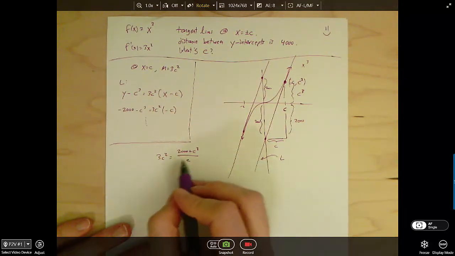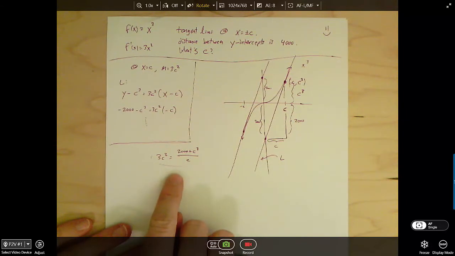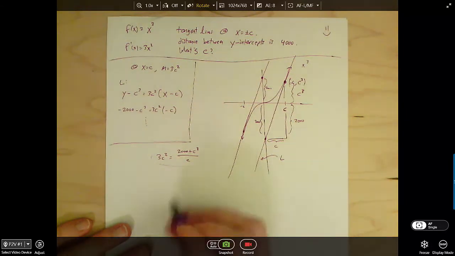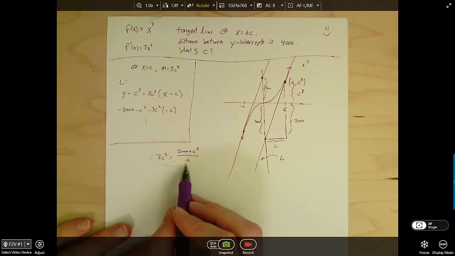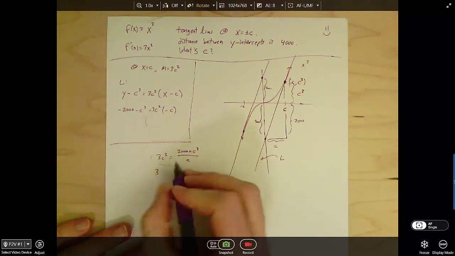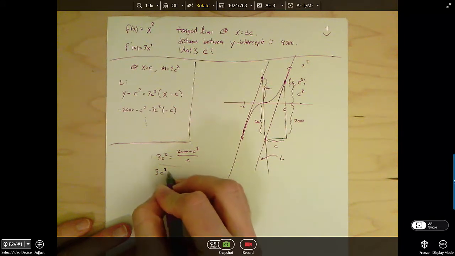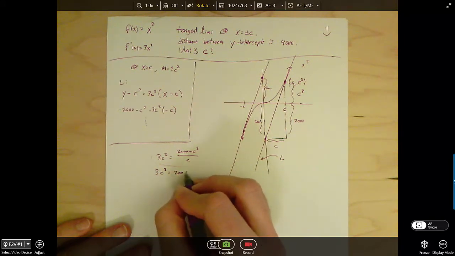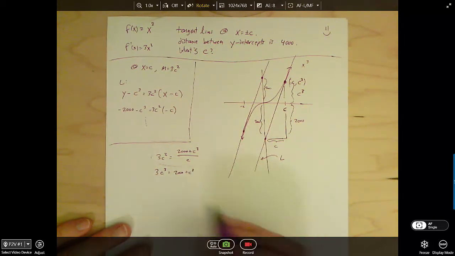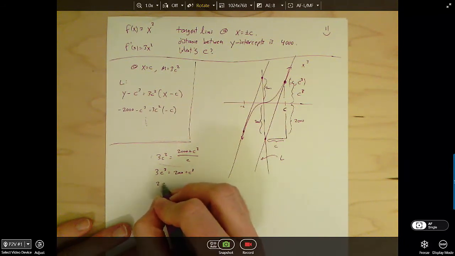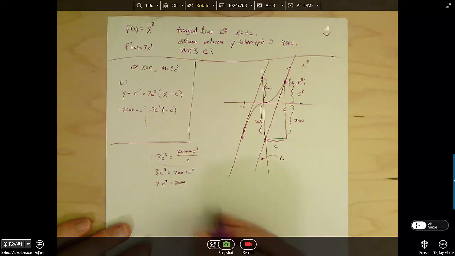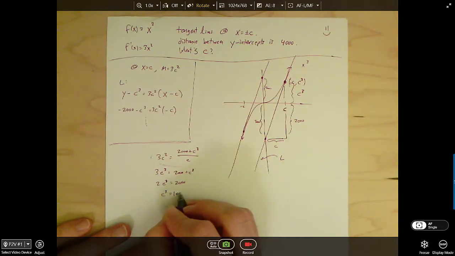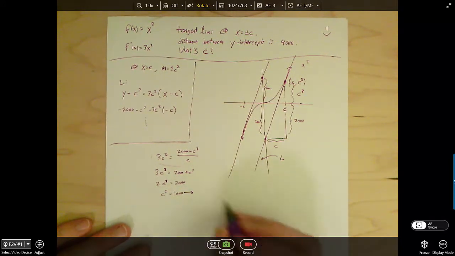And again, here I've got an equation that only involves c's, and so I could solve for c. Let's go ahead and do that right now. Maybe I'll do it with both of them so you can see it comes out the same. I'll multiply both sides by c, so that's 3c cubed equals 2,000 plus c cubed. Now I'll subtract a c cubed from both sides. So 2c cubed equals 2,000. Now I'll divide by 2, so c cubed equals 1,000. And then I'll take the cube root, and I get that c equals 10.